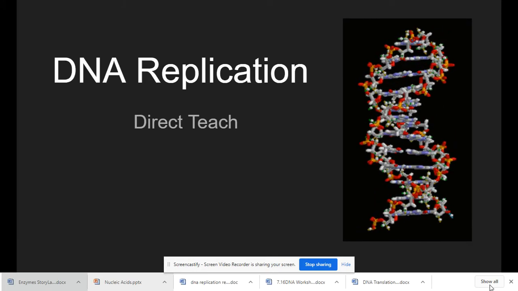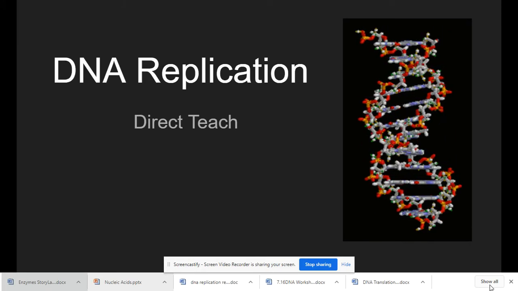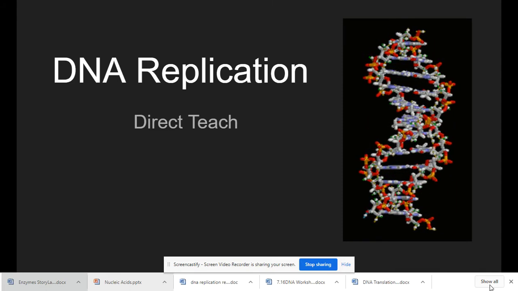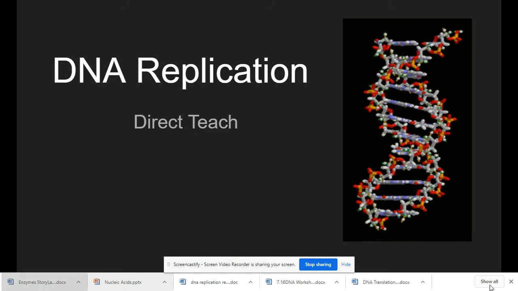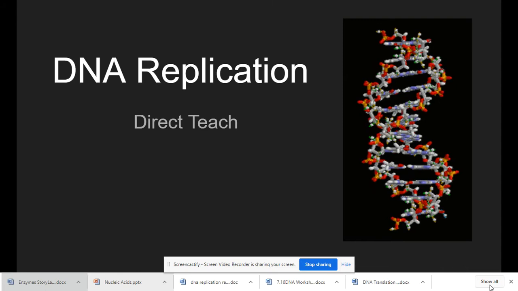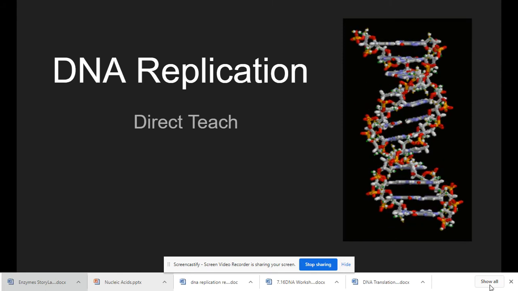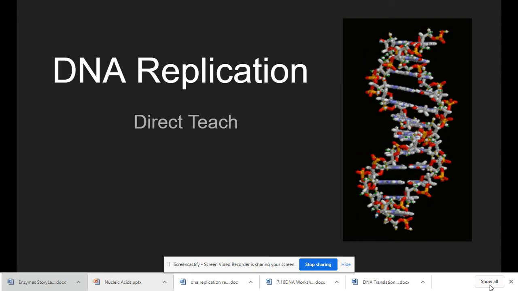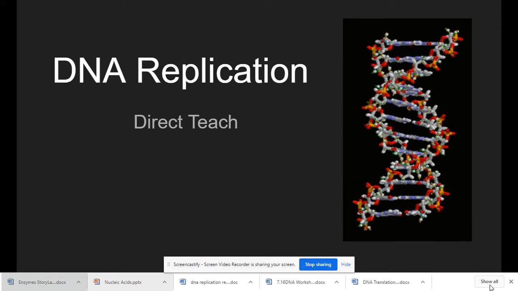Hey guys. So, I figured the easiest way to cover DNA replication with you would be just to use a few animations, at least to start. All the base pairing that you've been doing for the past couple of days is now going to come in handy because you're going to see how that base pairing really happens in real time with DNA replication.